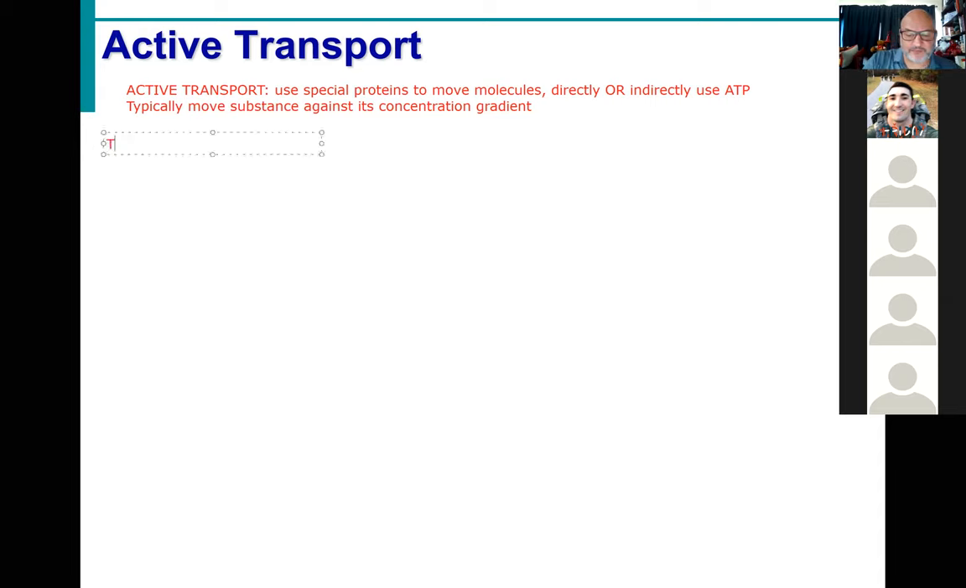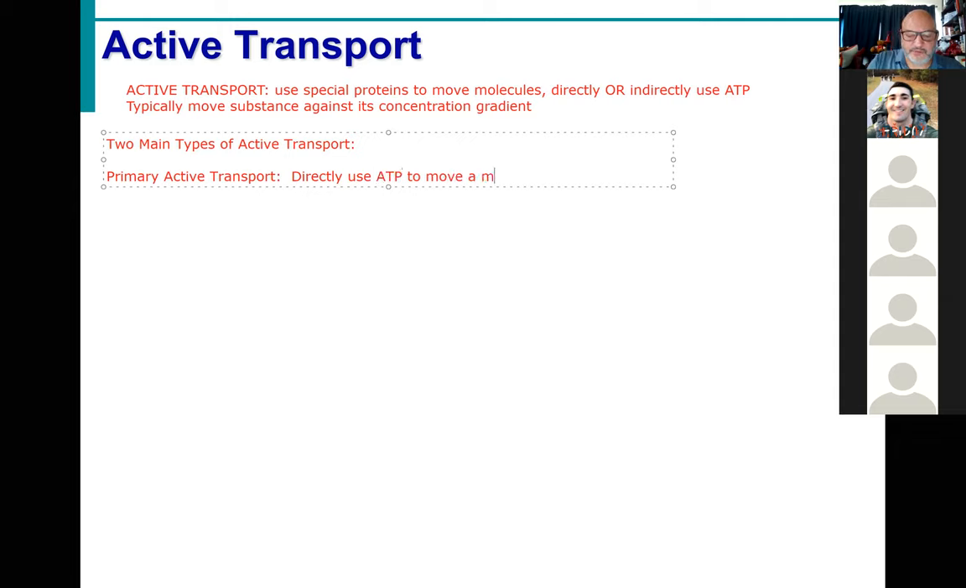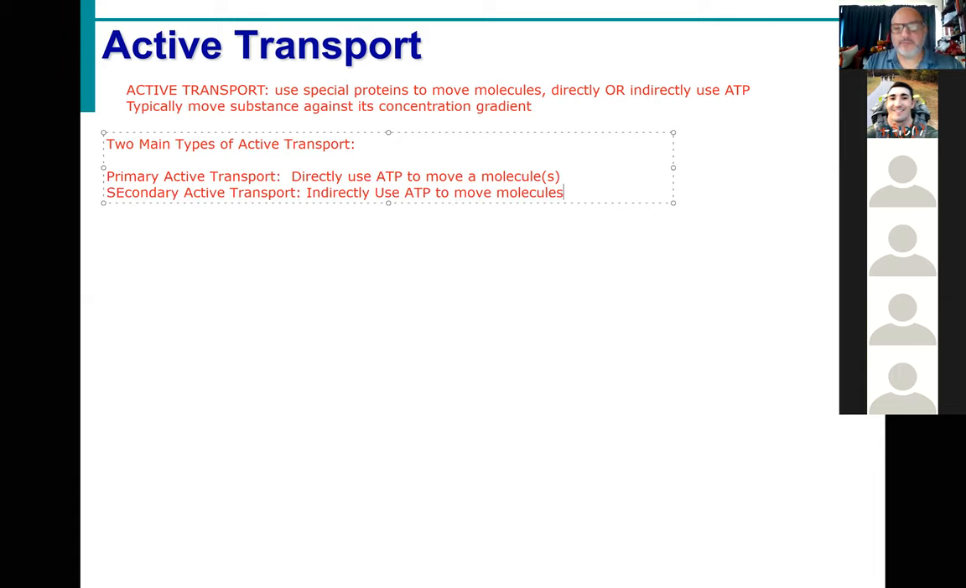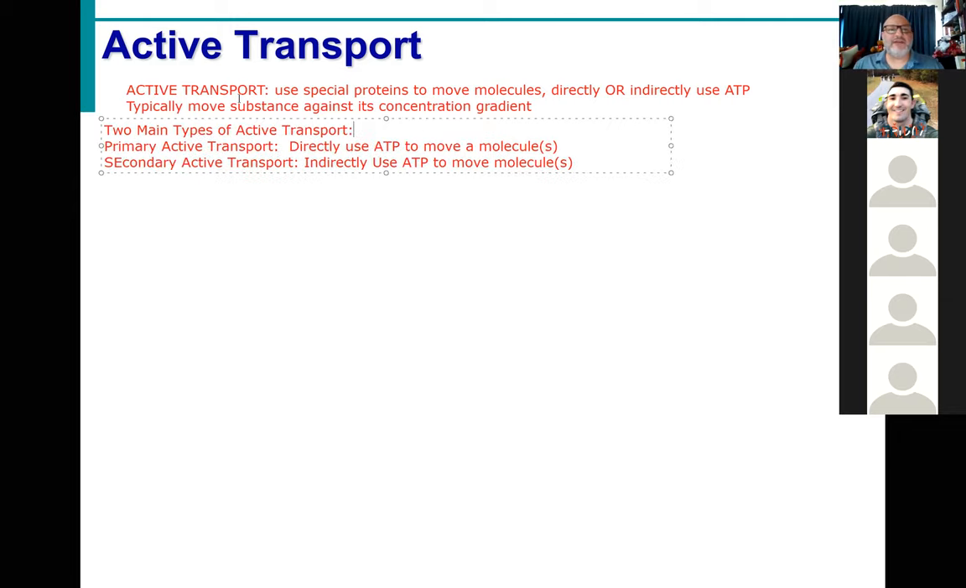So there are two main types of active transport. They are primary active transport, and primary active transport is where you directly use ATP to move a molecule or molecules. And secondary active transport. Secondary active transport is where we're going to indirectly use ATP to move molecules. All right. So far, so good? Excellent. So let's look at examples of these again.